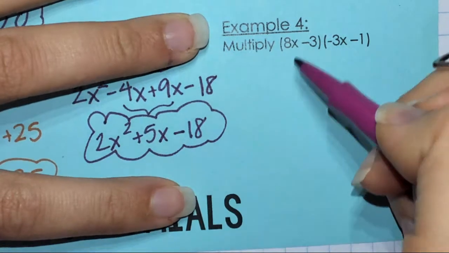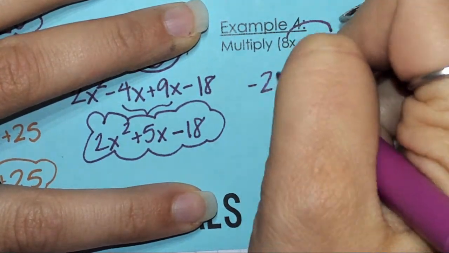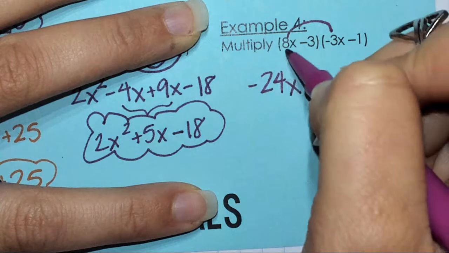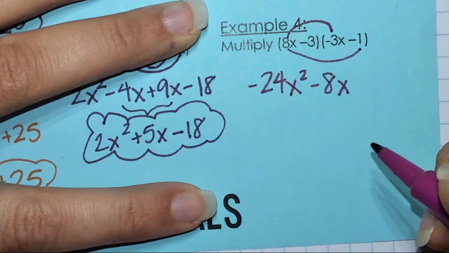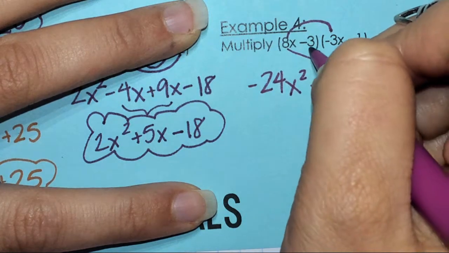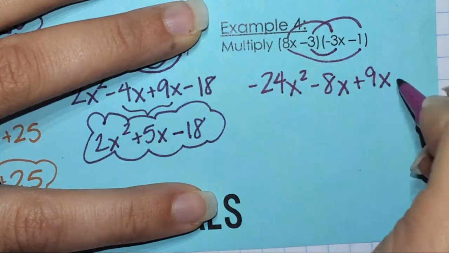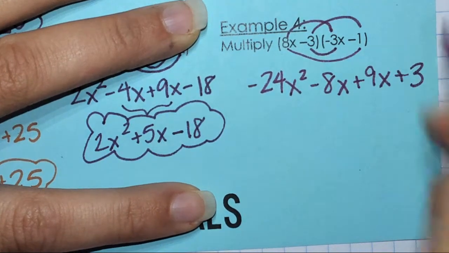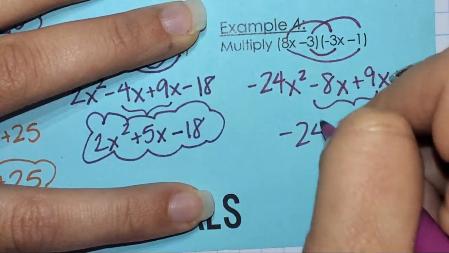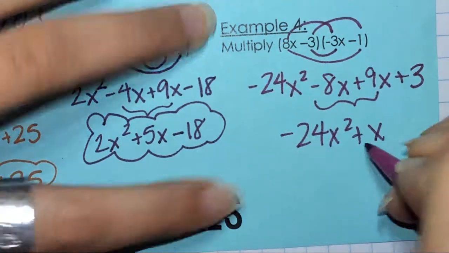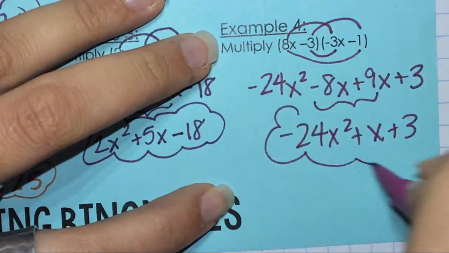Yes. Alright, so on this one, did you multiply 8x times negative 3x? Did you get negative 24x squared? 8x times negative 1 is minus 8x. And then negative 3 times negative 3x. And then negative 3 times negative 1? Yes. Then you combine like terms, and you get negative 24x squared plus x or plus 1x, either one, plus 3.